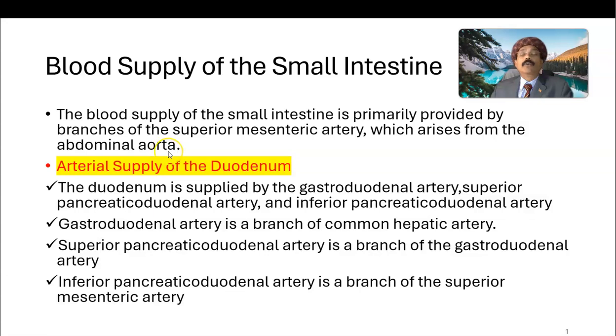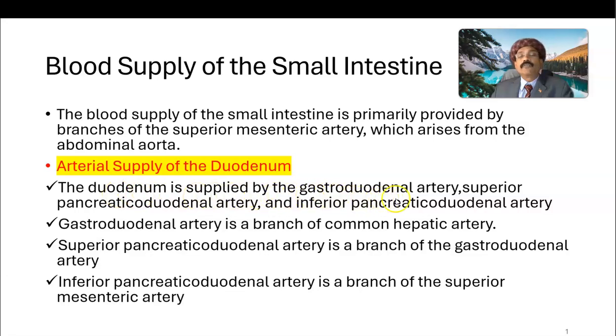from the abdominal aorta. The upper part of the duodenum up to the opening of the hepatopancreatic duct gets blood supply from celiac trunk branches like the gastroduodenal artery and superior pancreaticoduodenal artery, but the rest of the small intestine, including the part of the duodenum below the hepatopancreatic duct opening, is supplied by branches of the superior mesenteric artery. Arterial supply of the duodenum.